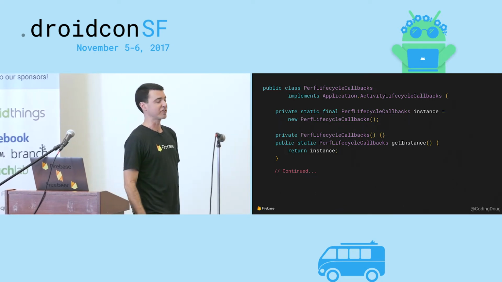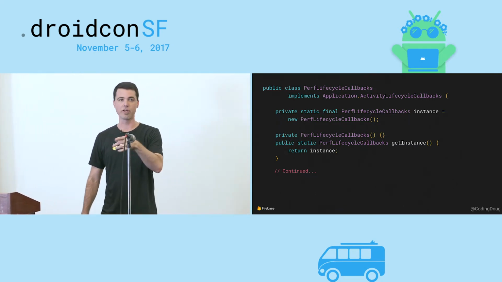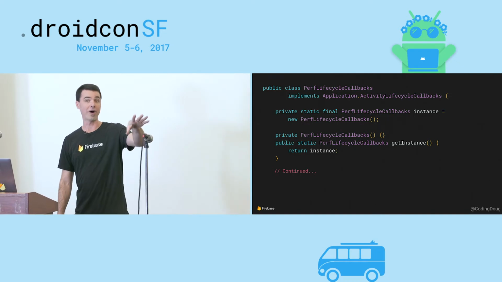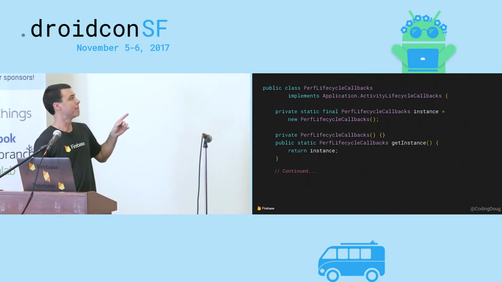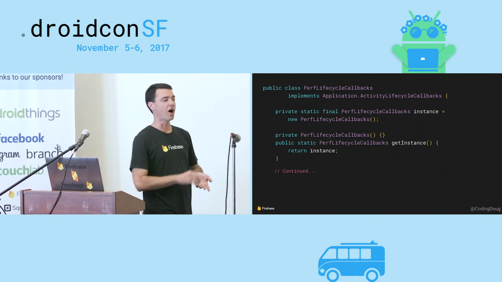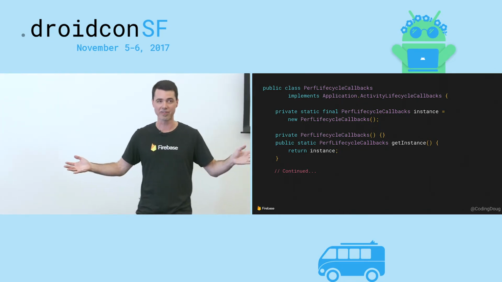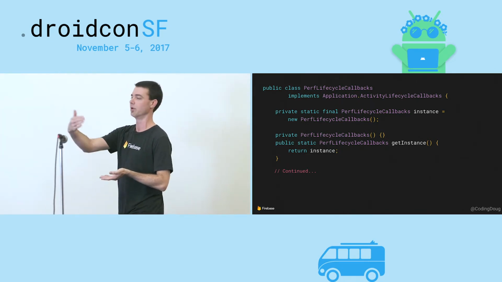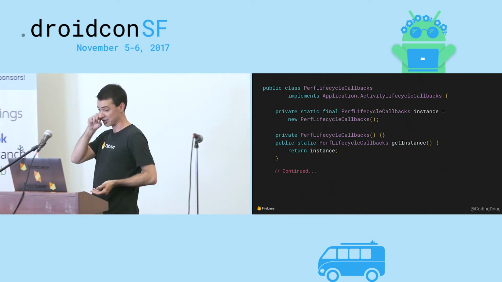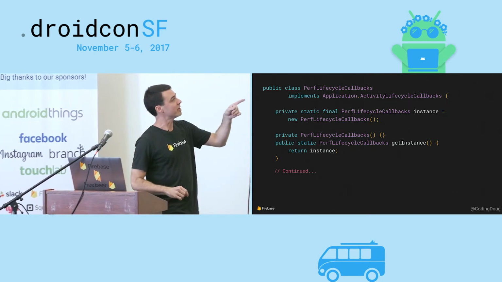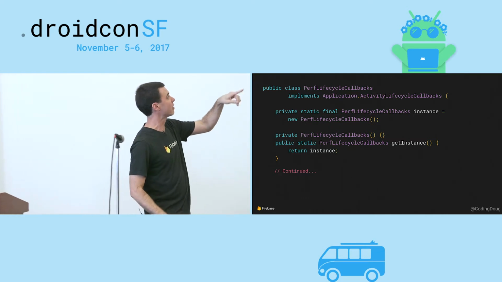It uses application lifecycle callbacks. So does anyone use that? Okay, wow, that's great. So these are really handy. What they do is they automatically let you listen into the activity lifecycle for all of the activities in your app. So on create, on start, on resume, on pause, and so on and so forth. There's callbacks for that. So there's an interface you can implement, activity lifecycle callbacks.